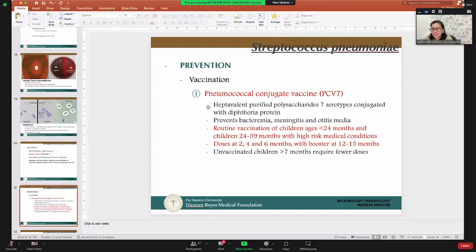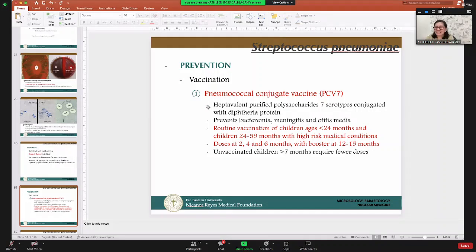It's part of the routine vaccination of children less than 2 years old and children 24 to 59 months with high-risk medical conditions. Doses are given at 2, 4, and 6 months with a booster dose at 12 to 15 months.